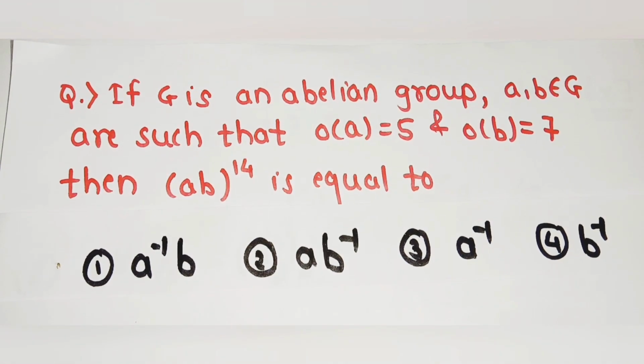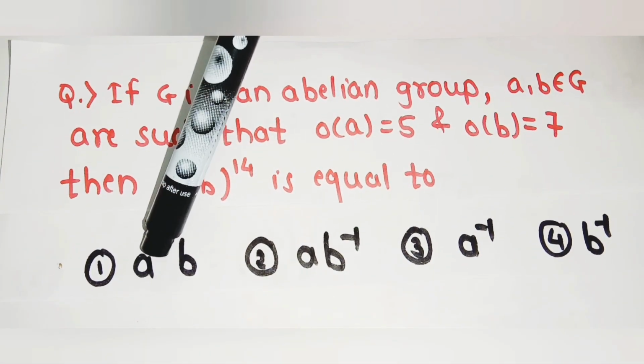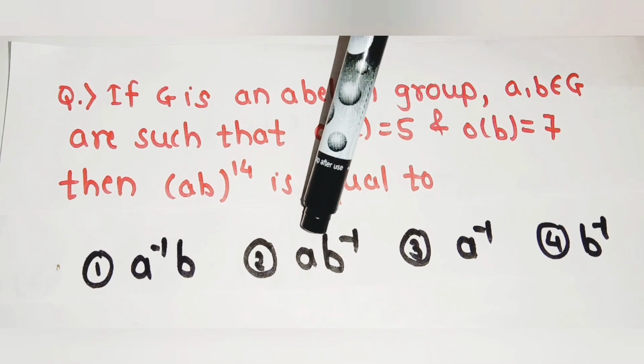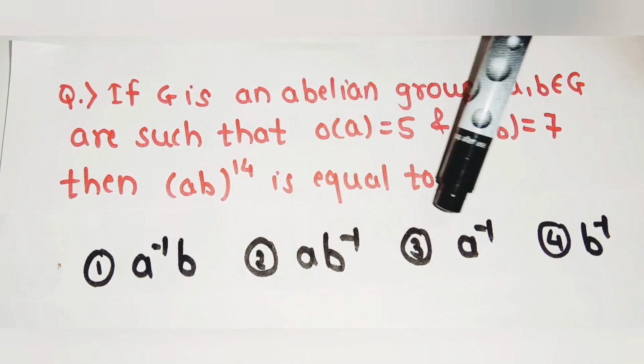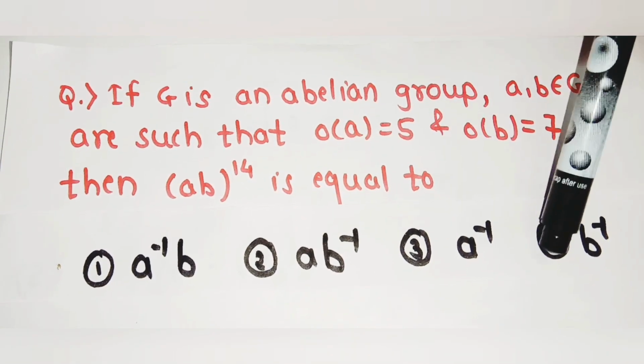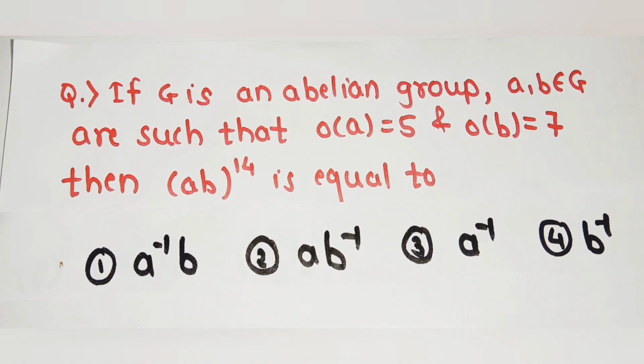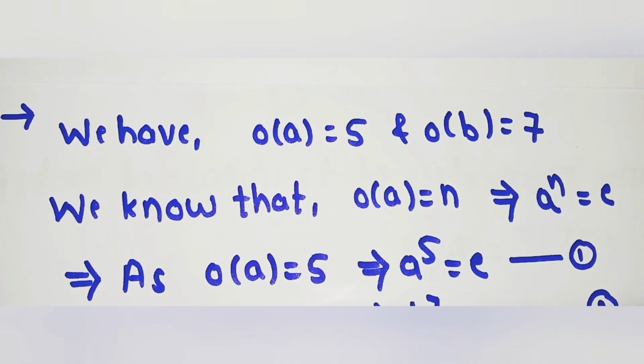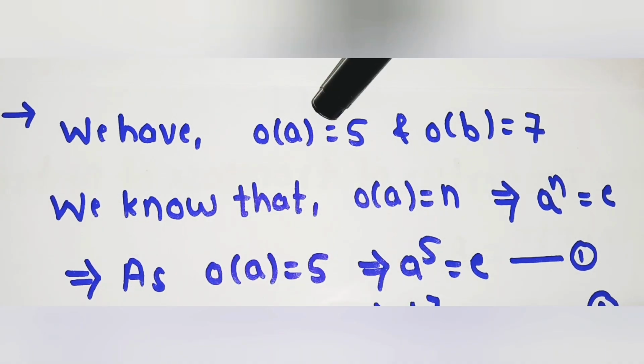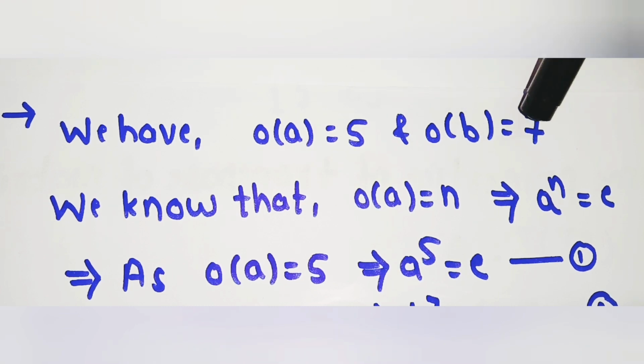Then we have four options. Option 1 is a inverse b, option 2 is a into b inverse, option 3 is a inverse and option 4 is b inverse. To find the solution, we already have two conditions given in our question, that is order of a equal to 5 and order of b equal to 7.